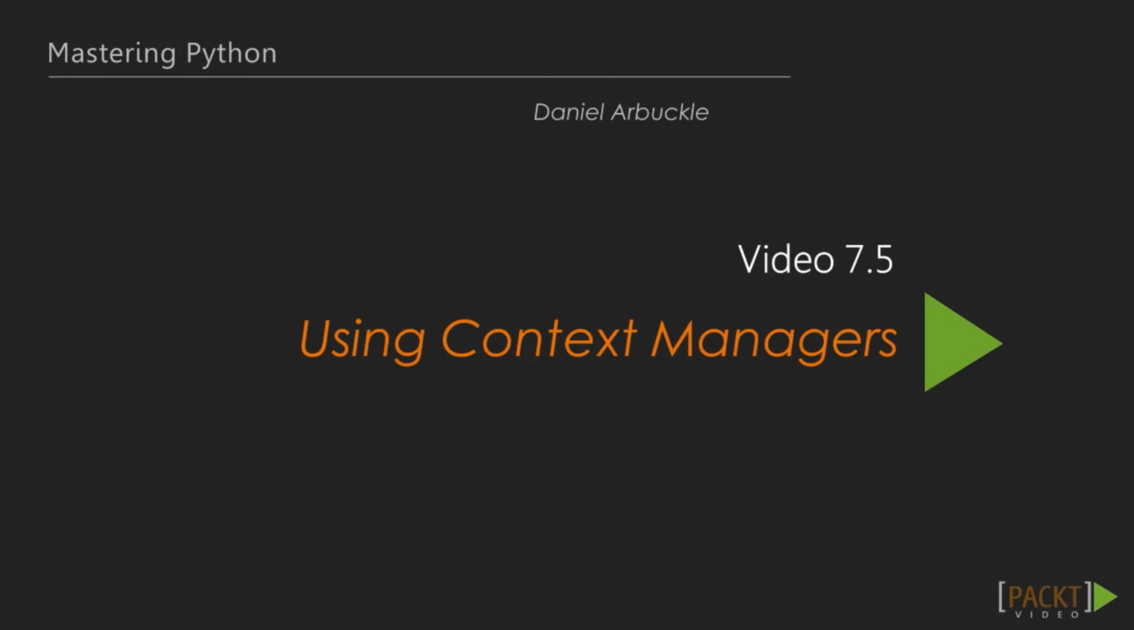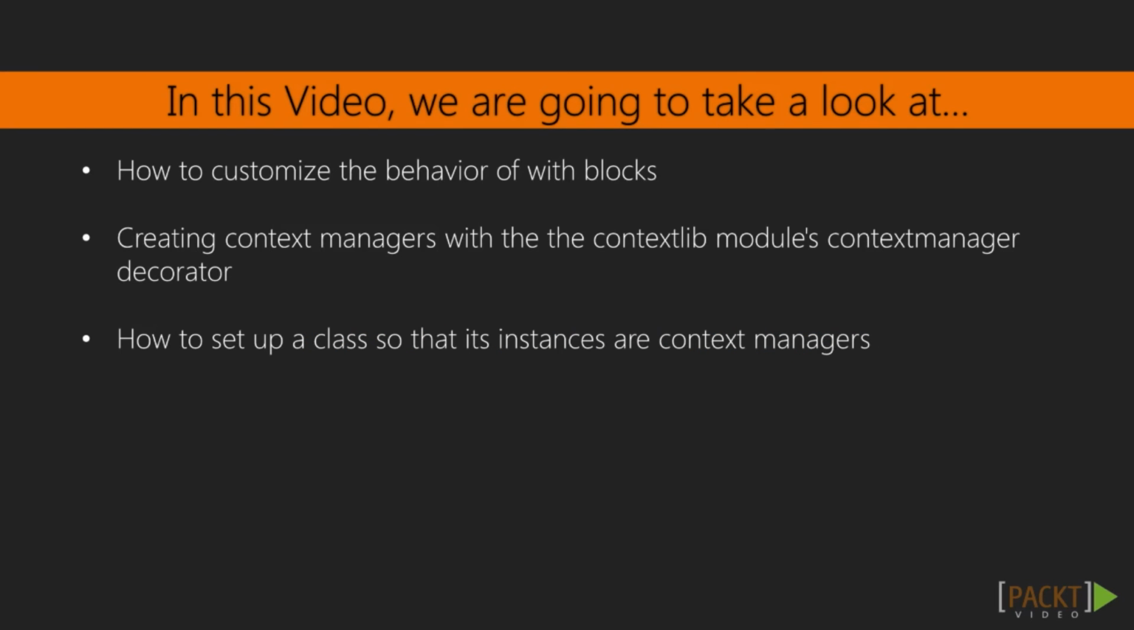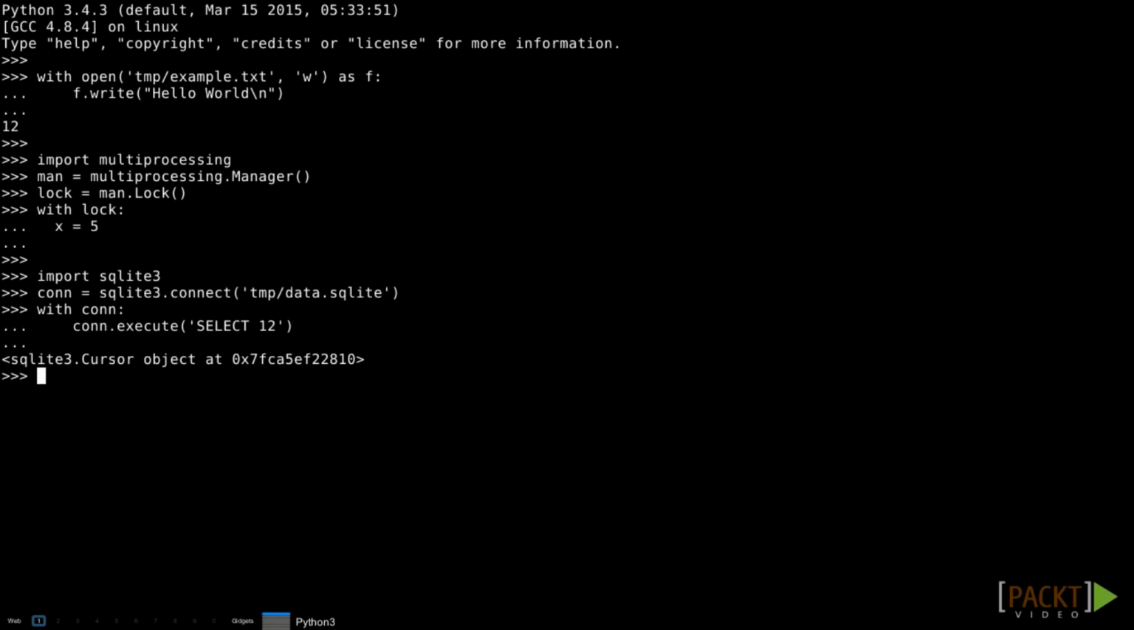7.5, using context managers. We're going to see how to customize the behavior of with blocks by writing our own customized context managers. We're going to see how to create context managers in two ways. First, by using the contextlib module's contextmanager decorator, and second, by setting up class instances with the proper protocol methods. Context managers are pieces of code that plug into Python's with statement. A with statement contains a block of code, and the context manager is able to run its own code both before and after that block is executed. And the code that runs after the block is guaranteed to run no matter what happens within the block.